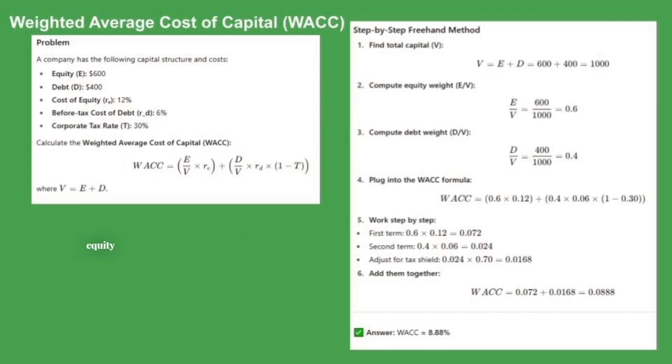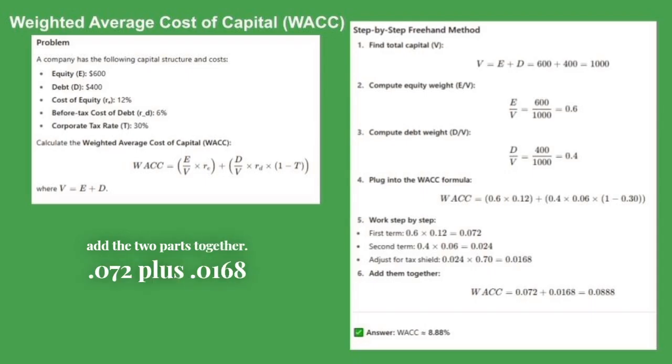Take equity weight 0.6 times cost of equity 0.12. That equals 0.072. Then take debt weight 0.4 times cost of debt 0.06. That gives 0.024. Multiply that by 1 minus the tax rate, which is 0.7. 0.024 times 0.7 equals 0.0168.